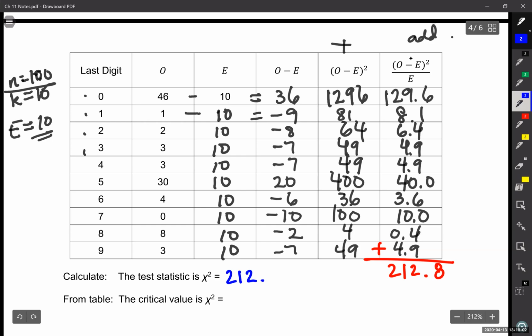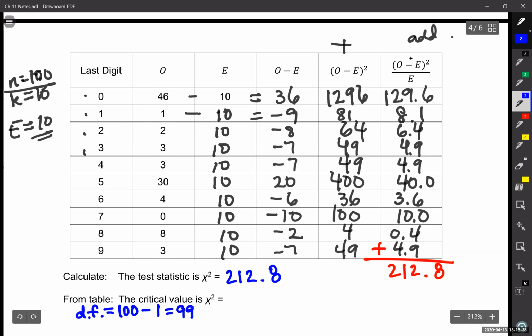Our test statistic is always calculated by hand. Now this feels a little big, but we haven't done chi-squared before, so maybe it's huge, maybe it's not. But what we're going to do is now look at the table to find the critical value. So remember, n is 100. So since n is 100, we're going to take our degrees of freedom, which is 99.